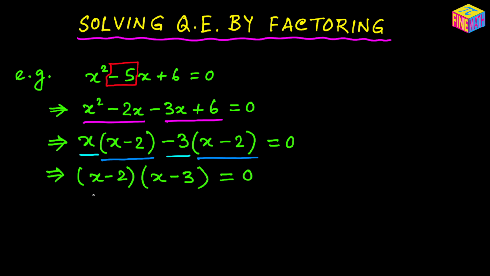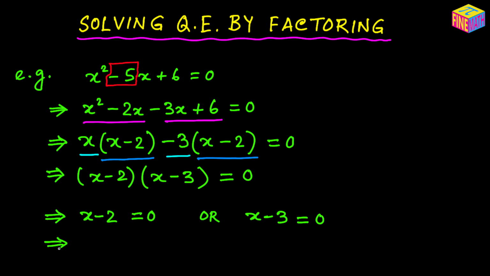So if the product of two factors, if the product of two expressions or product of two algebraic numbers is equal to 0, that means either one of them would be 0 or maybe both of them 0, right? So now let's equate each one of them to 0. Because we have two factors whose product is equal to 0, each factor can be 0, right? So here we can say x minus 2 is equal to 0, or x minus 3, the other factor, that also can be 0.